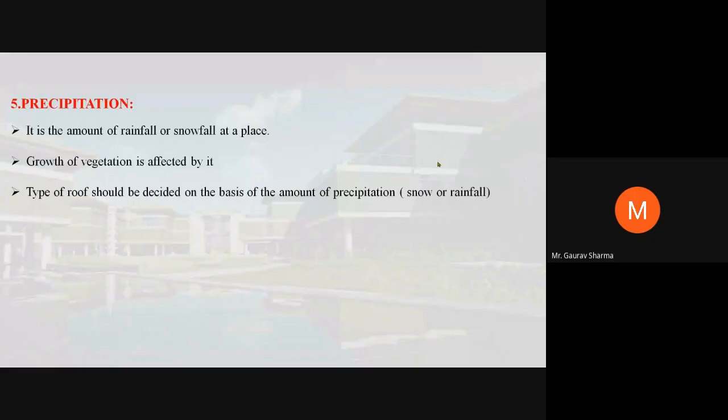So snowfall is even of that kind, that once it accumulates, it freezes over there, okay, due to the climatic condition, and that's how it becomes a part of dead load over there. So it increases the dead load, and with the increase in the snowfall, the dead load will increase continuously.